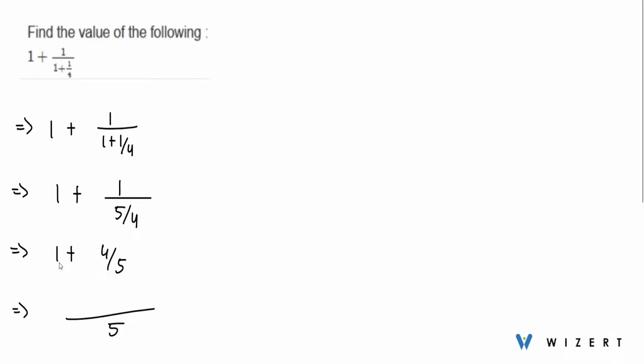So 5 multiplied by 1 will be equal to 5, and 5 upon 5 is 1, and 1 multiplied by 4 will be equal to 4. So 5 plus 4 is 9. So 9 upon 5 will be the required final answer of the given question.